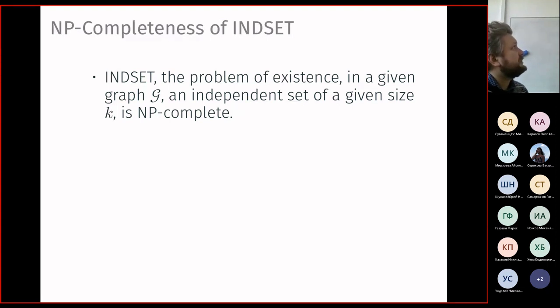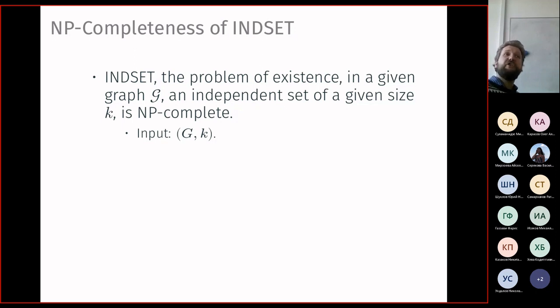So the problem of existence: we're given the following input. We have G, which is a graph, and K, which is a natural number. They are both inputs. And we ask whether G includes a clique of size K.